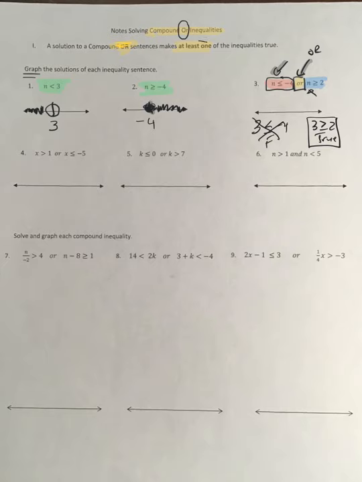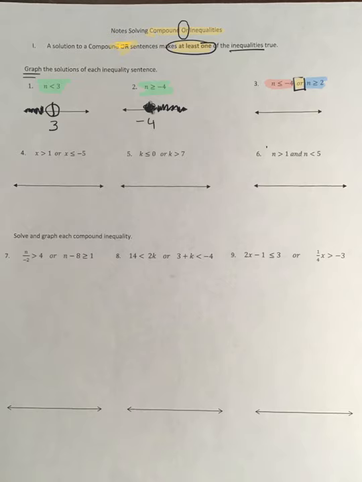And as long as it works for at least one of the inequalities, it is said to be a solution to the compound sentence. Remember, we have two sentences, and a solution works as long as it works for at least one of them. So we can say all the solutions are, we've got -4 and 2. I'm going to put the numbers on the number line as they would go on a number line.